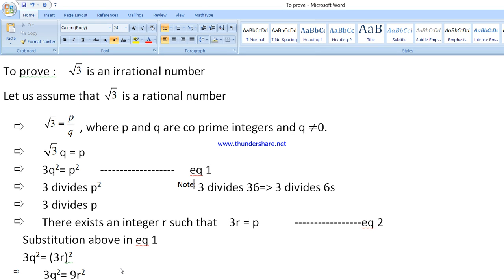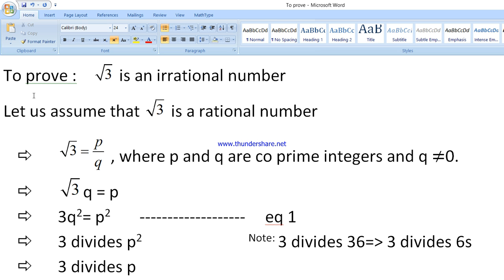Hello everyone. Today we will learn how to prove that the square root of a prime number is an irrational number. For this, we will take the example of root 3. The first step is to assume that root 3 is a rational number. If root 3 is a rational number, then root 3 can be expressed in p by q form where p and q are co-prime integers.